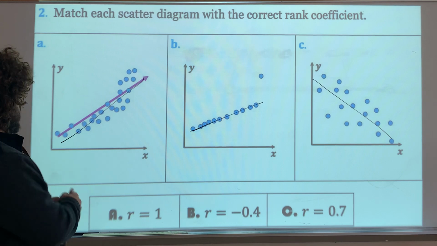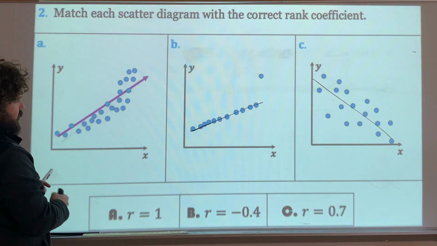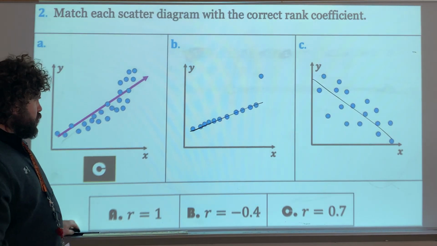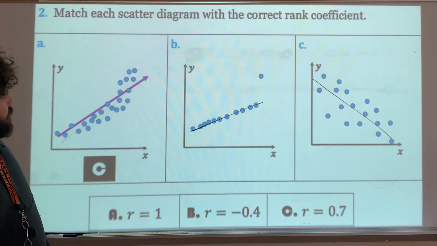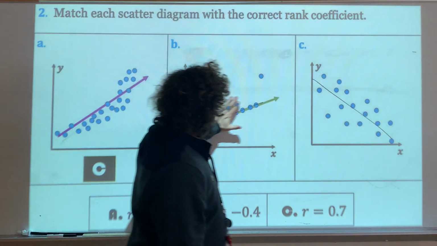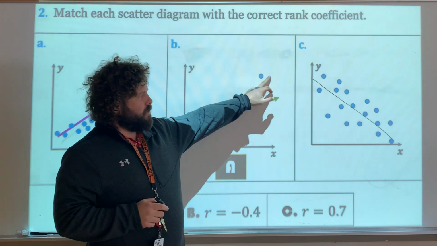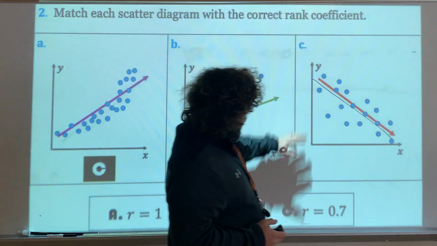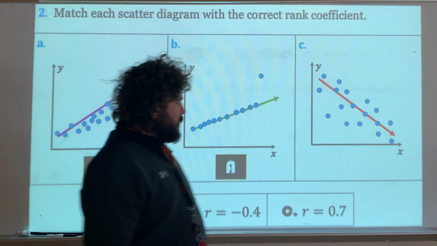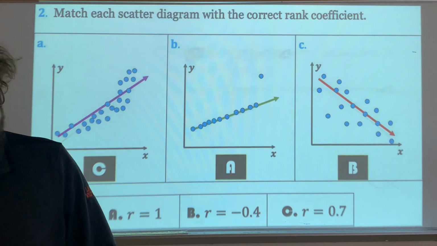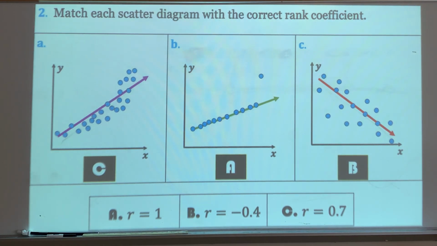So A, I put the lines on, is most likely to be C, because it's a moderate, strong, kind of on the borderline. B, that one's definitely very strong, if not perfect, so that's A. You've got a little outlier out here, but besides that, you're fine. And B, I already had the lines there, is the only one that's negative, and it is definitely a weak correlation, so that is B. All right. Next one.